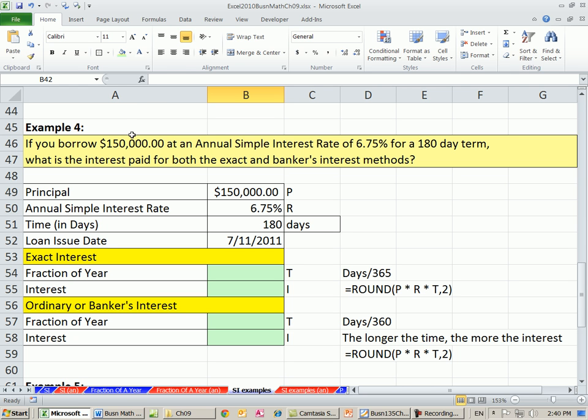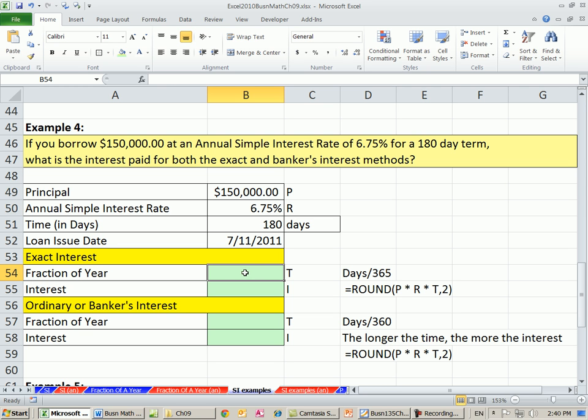If you borrow $150,000 at an annual simple interest rate of 6.75% for a 180-day term, what is the interest paid for both exact and banker's interest? Banker's or ordinary interest methods. All right, so there's our principal, our rate. We're going to have two different fractions. So we'll do exact interest first.